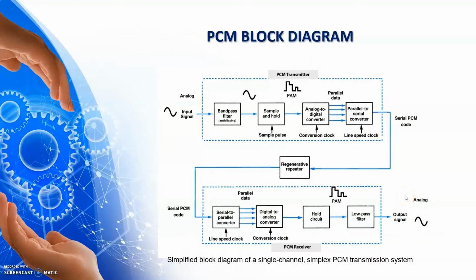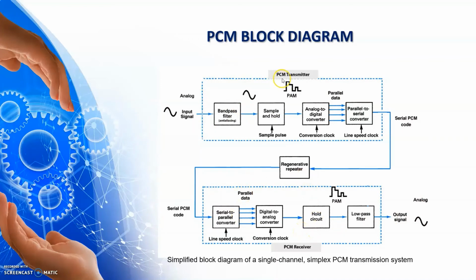Now we go to the PCM block diagram. This is the block diagram for the transmitter and also the receiver. You can see the input here will be in analog form, and we want to convert this analog signal into a digital signal. After it is transmitted, we convert it back from the digital signal to the analog signal. Here are the processes that occur in the PCM transmitter, and these occur inside the PCM receiver.